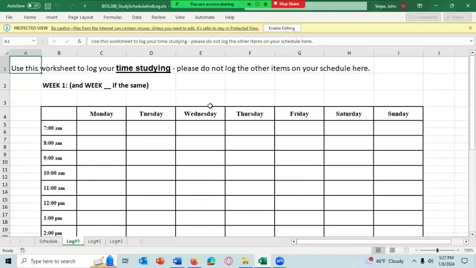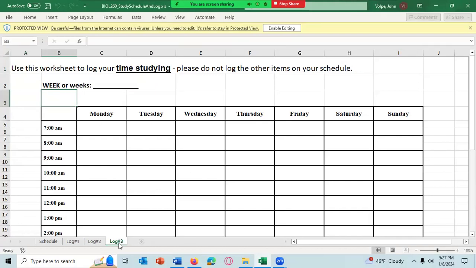Any question about that? Now, if your study time for week 1 will be the same as week 2, week 3, etc., just state that up here. But if it's different on week 2, then you need log 2, and then you put in the study schedule for week 2, and then log 3, the study schedule for week 3, and hopefully you don't need more than 3, but if you do, just make another tab. Any question about that?